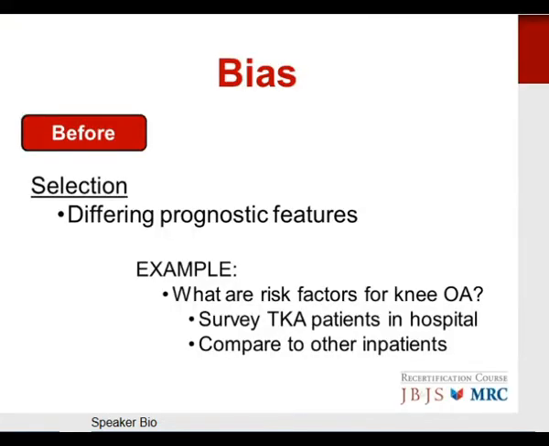A selection bias is where you find patients who differ in their prognostic features. So, for example, what are the risk factors for knee osteoarthritis? Well, let's say you do a survey of total knee patients in the hospital, and then you compare it to other inpatients. This is a bias because those patients who are in the hospital getting their total knee had a potential prognostic feature that is not in the community itself. So you've now got a selection bias. You've selected potentially the wrong patients to determine risk factors for knee OA.